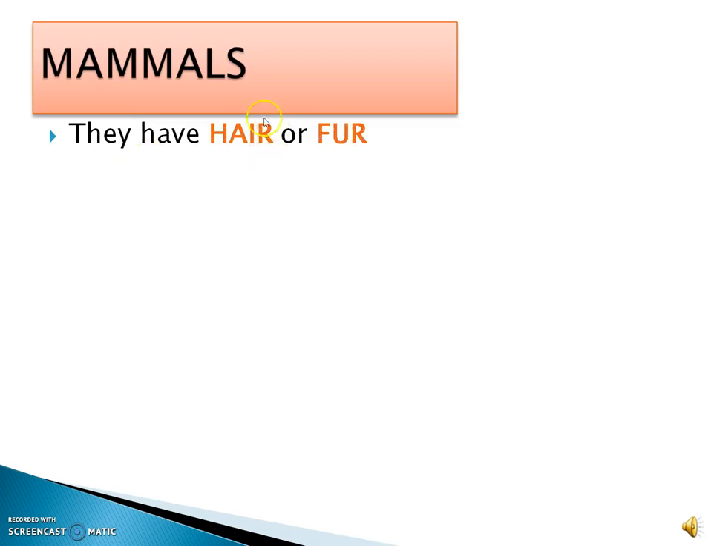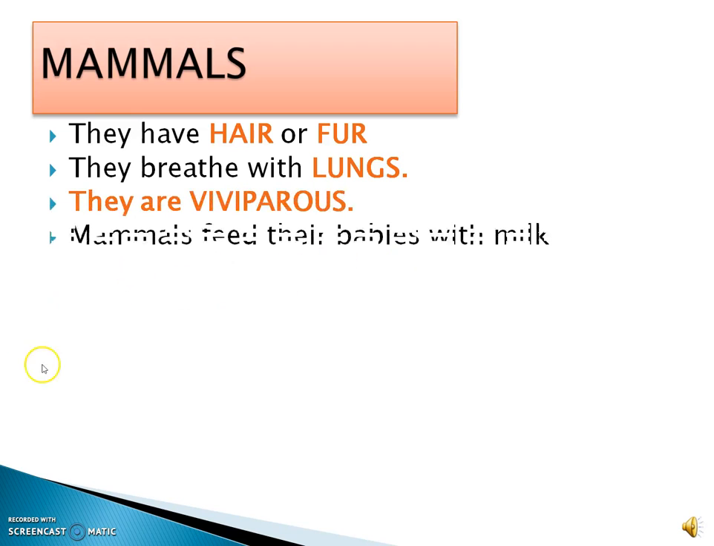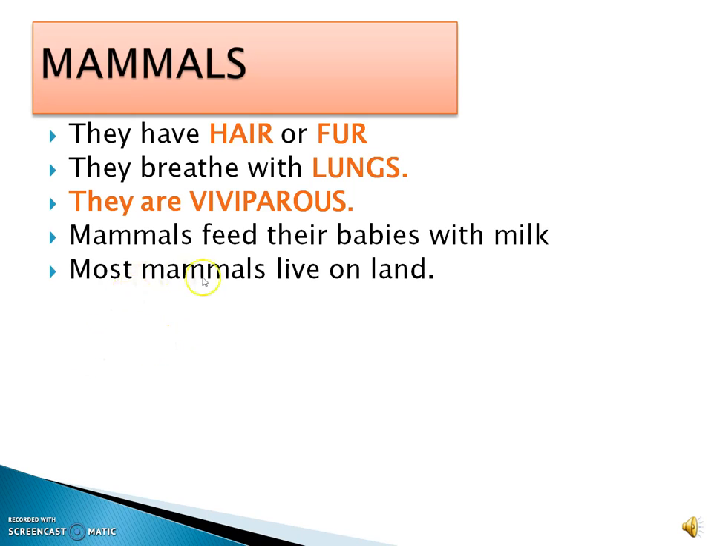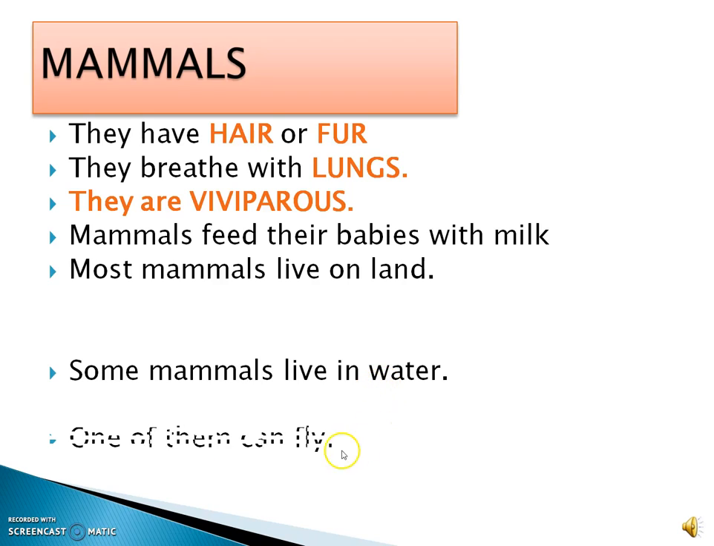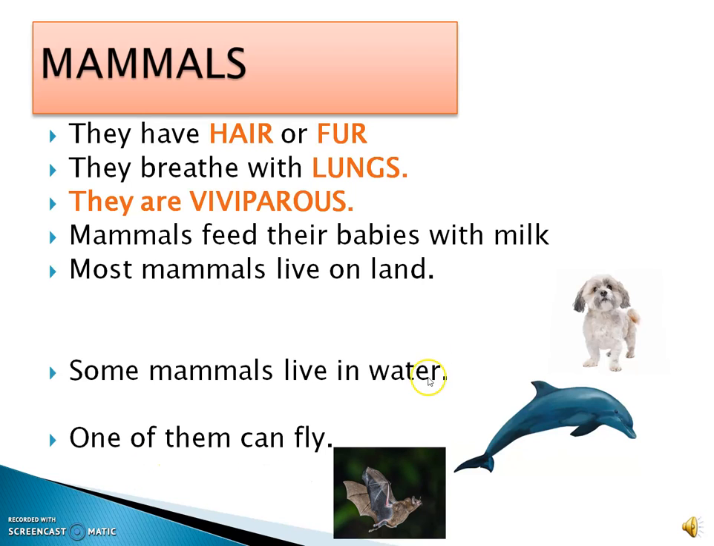Mammals. They have hair or fur. They breathe with lungs. They are viviparous. Mammals feed their babies with milk. Most mammals live on land. Some mammals live in water, but there's one that can fly. The dog is a mammal that lives on land. The dolphin lives in water, and the one that can fly, yes, the bat.